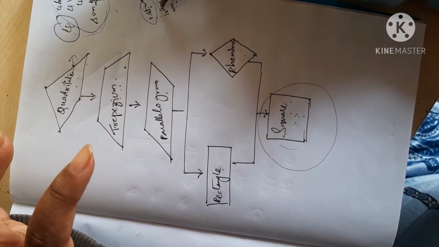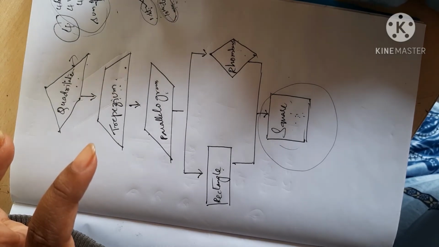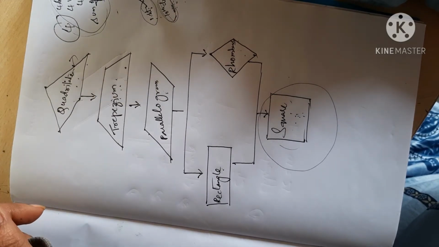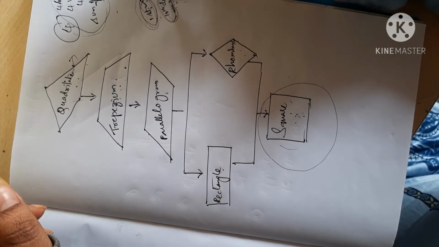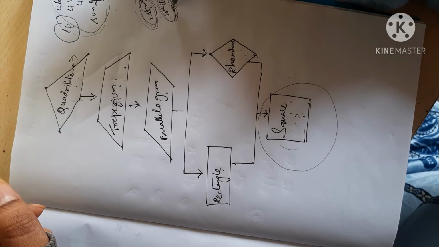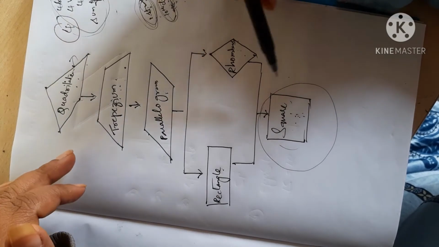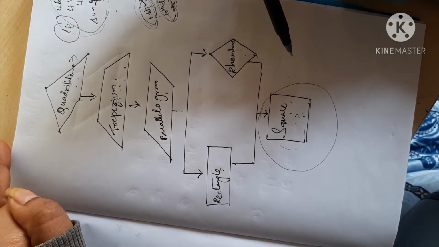I can say all 10th class students can solve the first class students' question paper, but a first class student cannot solve the 10th class question paper. Okay, so understand the logic. So let's discuss all these types of quadrilaterals in detail.